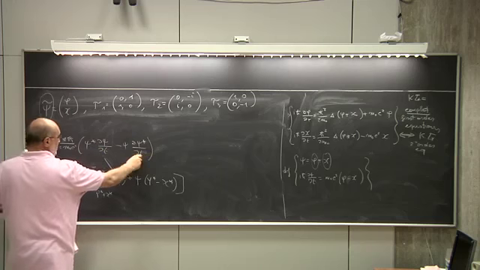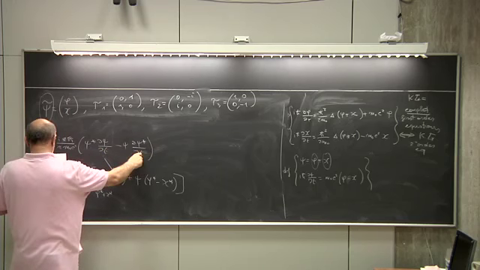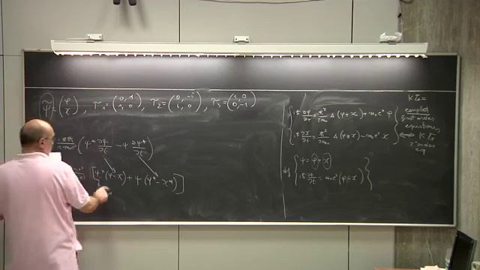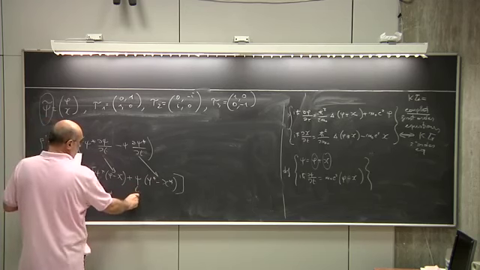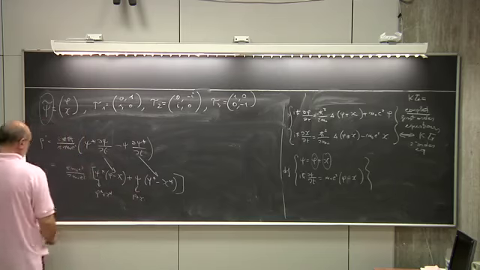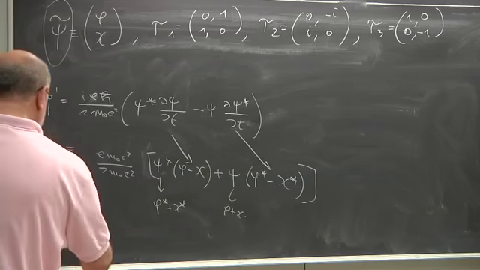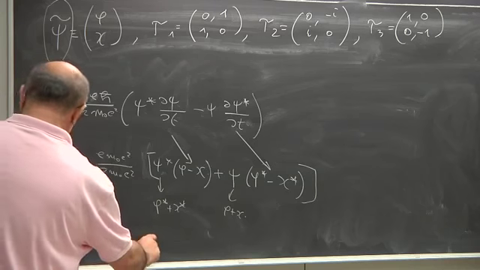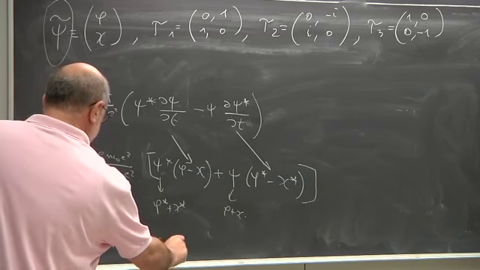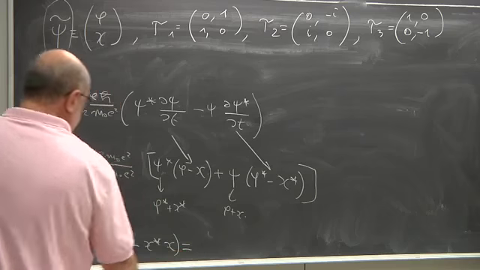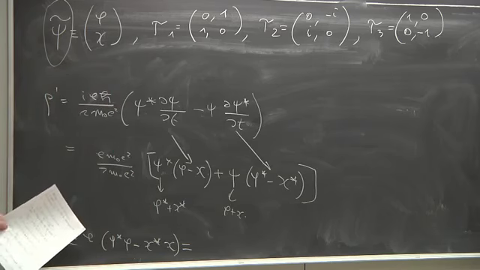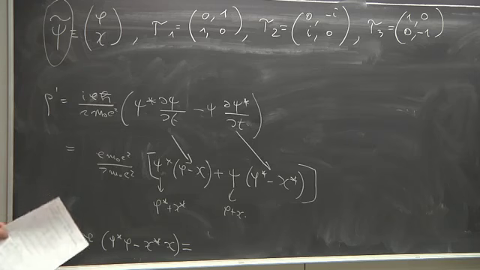I have replaced these using the definition with these. Then I replace these with these and these with these. And I go on, I do all the calculation. At the end you get e, phi star phi minus chi star chi. This is the charge density written in terms of the new fields phi and chi.